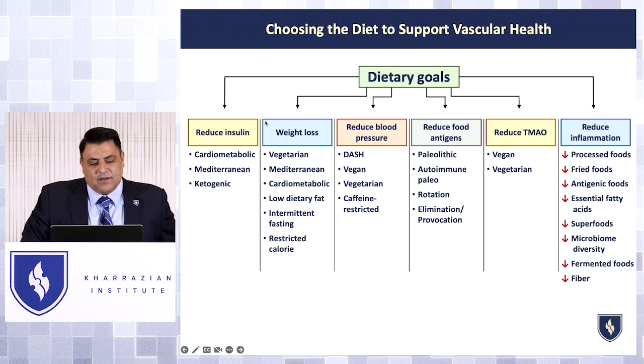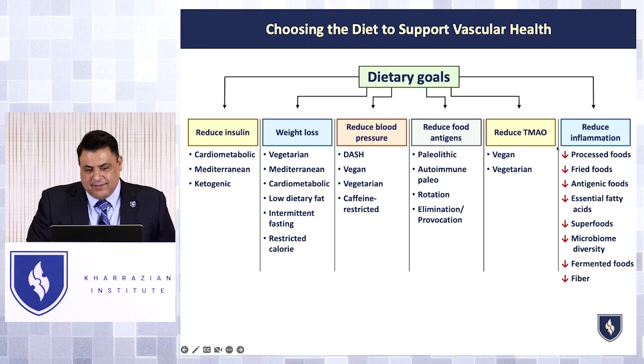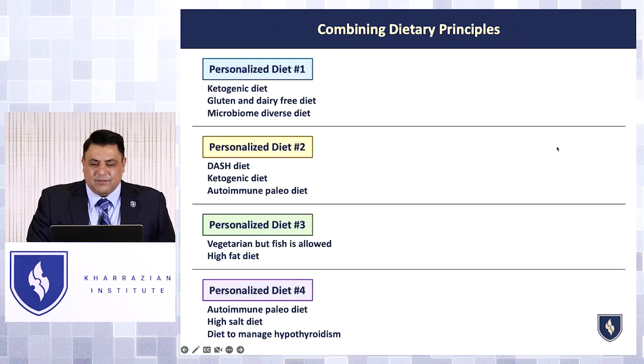So it depends on, are you trying to do weight loss, trying to reduce blood pressure, trying to reduce food antigens, reduce TMAO, trying to reduce inflammation. And ultimately, in real practice, people do a combination of various things. So they may have one patient, they go, hey, we're going to have you on a ketogenic diet, but you can't do gluten or dairy because you react against them. We want your diet to be as microbiome diverse as possible.